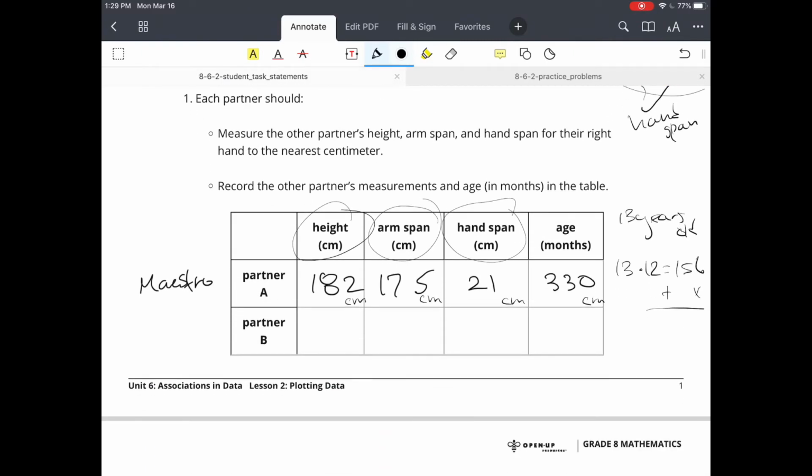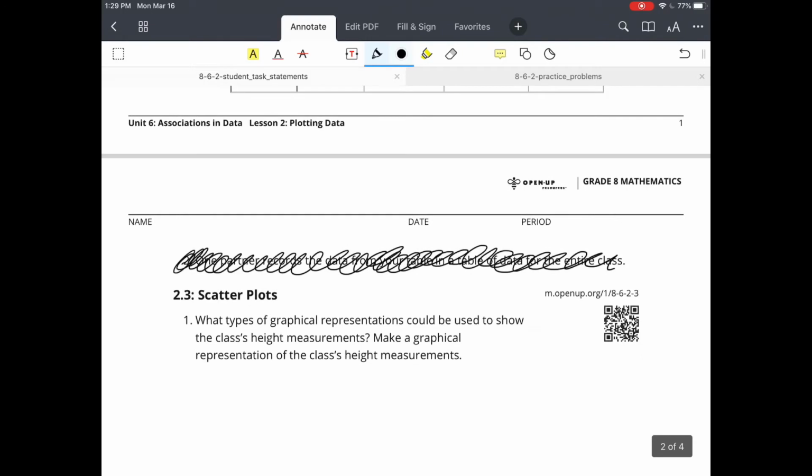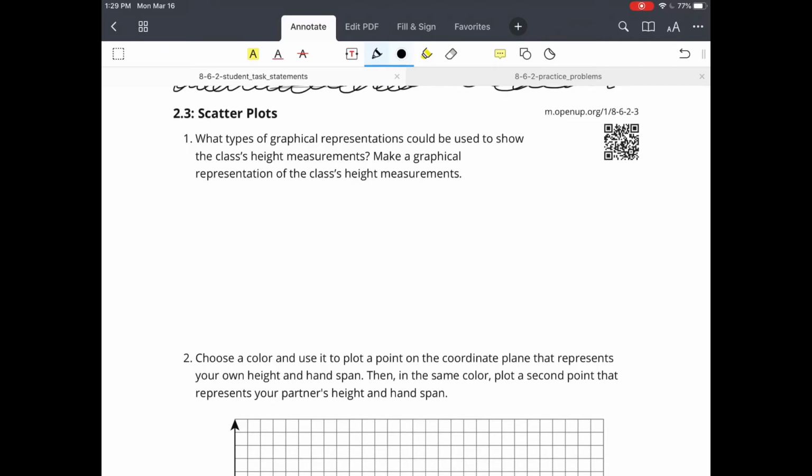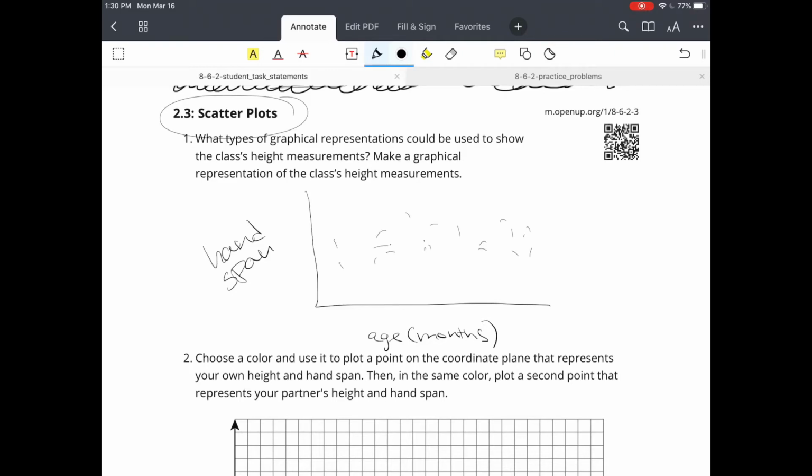Okay? Once you do that, that's about it actually, because we can't do this one since we don't have the class. What types of graphical representations could be used to show the class height measurements? Make a graphical representation of the class height measurements. So if we could really do this, we would have age in months down here, and we would have the hand span up here. And what you'll see is a lot of data points like this.